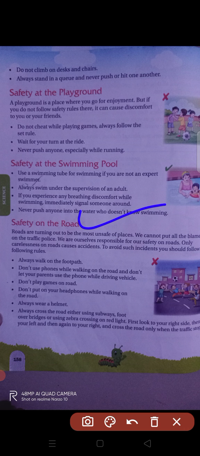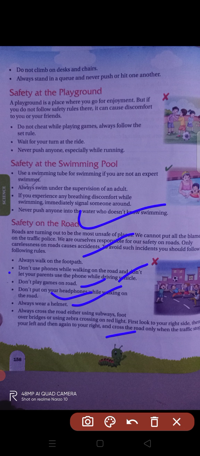Always walk on the footpath. The second one is don't use phones while walking on the road, and don't let your parents use the phone while driving a vehicle. Do not play games on the road, do not put on your headphones while walking on the road, always wear a helmet, and always cross the road either using a subway, foot over bridges, or zebra crossings on the red light. First look to your right side, then to your left side, then again to your right side, and cross the road only when there is no traffic or when the traffic stops.